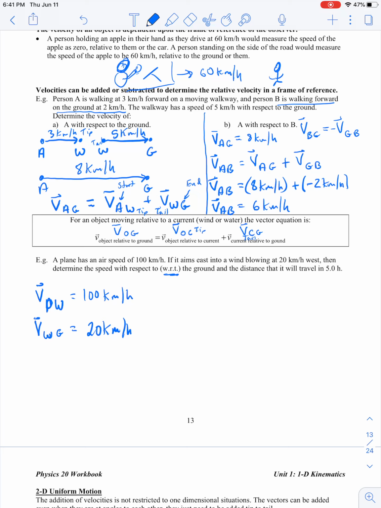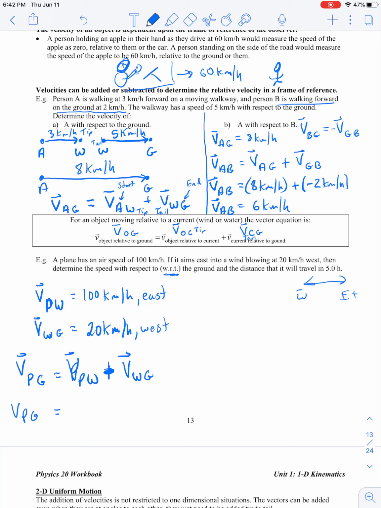So just as a couple of things, it says that it aims east. It says that the wind is blowing west. If I think about directions, I might say that east is positive, west is negative. And so when I add these in a vector way, I'm going to think about putting in the positive and negative. So to get the speed of the plane with respect to the ground, I'm going to take the plane's speed with respect to the wind, which is 100 kilometers per hour, and then I'm going to add in the wind speed with respect to the ground.